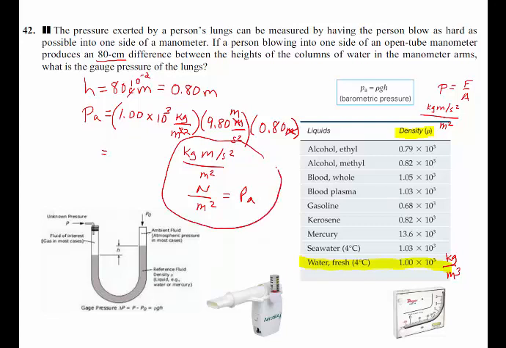So I just did a little quick unit analysis to make sure that everything is all copacetic. And so now I'm ready to stick my numbers in here. So I have 1 times 10 to the third, so that's just 1,000, times 9.8 times 0.8. And we already know where our units are, and so this gives me 7,840. And we're just going to label it as pascals. So that is the pressure of the lungs.